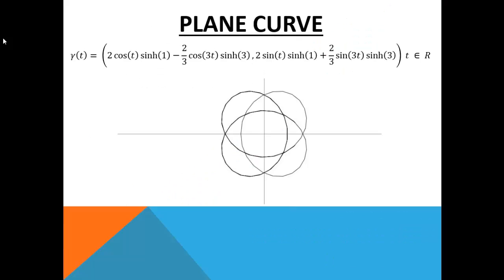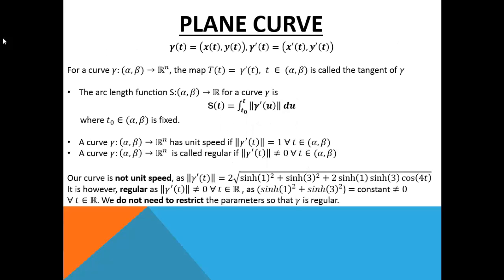So now we will start off with plane curves. Consider the parameterized curve gamma in the plane which depends on t. The plot of the curve is shown below. For a curve gamma, the tangent of the curve is defined as gamma prime of t.